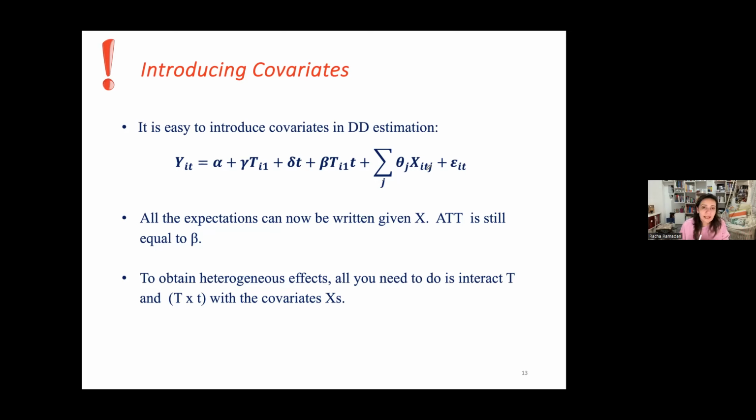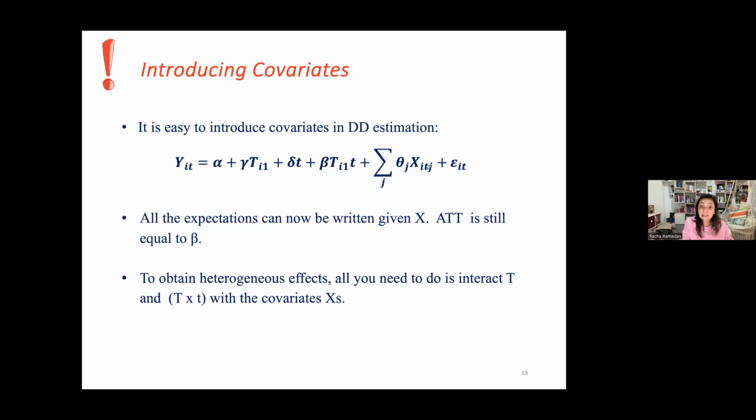For instance, I can assume, or I want to test, if being a female participating in the Forza program would have an effect on my income different from the effect of a male participating in the Forza program. So if I want to see if sex would have a different effect on the impact of the program on my outcome, I can simply interact the treatment effect and the interaction between treatment and time effect with the explanatory variables.